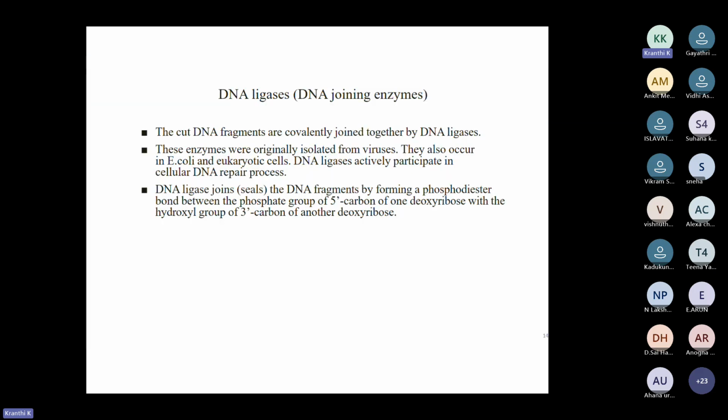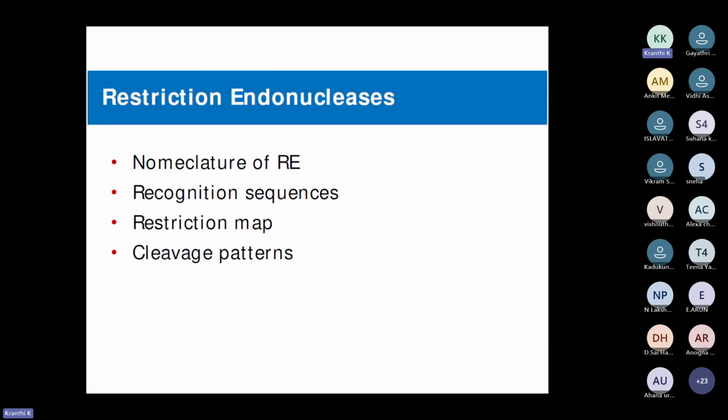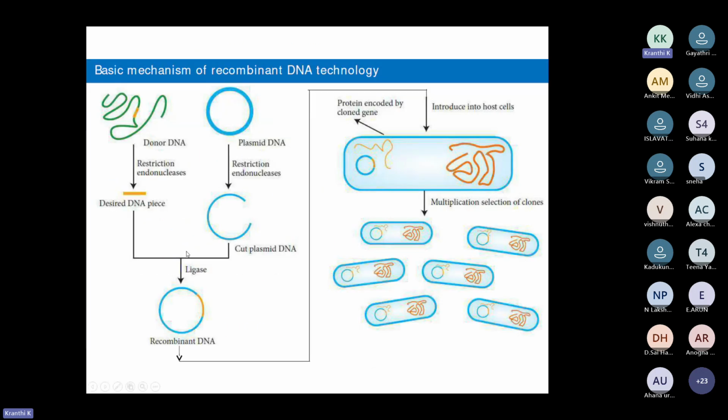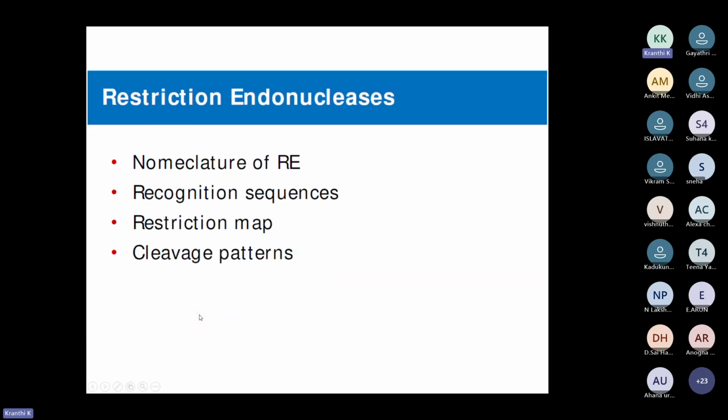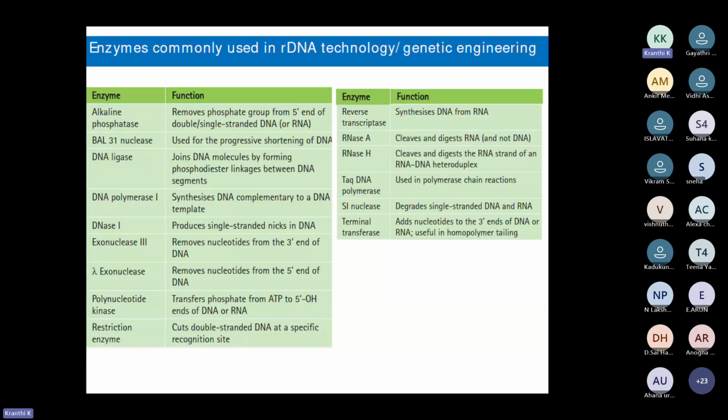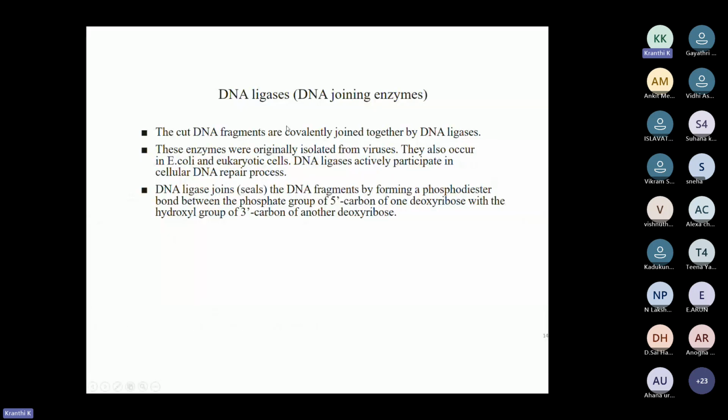Then coming to the ligases. Just now I told you what is the ligase. What does the ligase do? Ligase will join the desired DNA piece with the plasmid or the vector DNA. That's the extrachromosomal DNA. That is a ligase. Ligase also is an enzyme only, right? So DNA ligases. The cut DNA fragments are covalently joined together with the DNA ligases. So these DNA ligases were originally isolated from viruses and also from bacterial and eukaryotic cells.